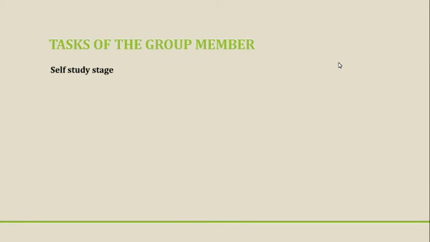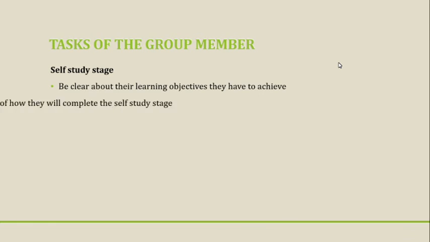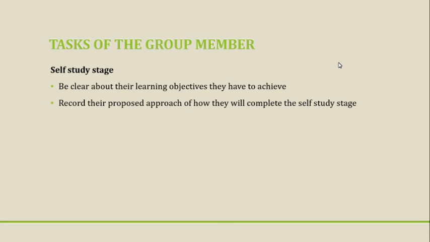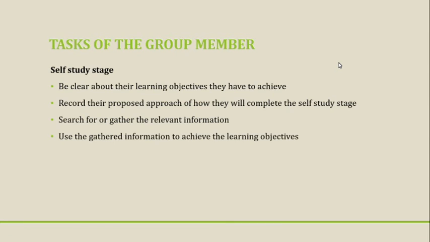In the self-study stage, the learner must be clear about their learning objectives that they have to achieve. Record their proposed approach of how they're going to complete the self-study stage. Search for or gather the relevant information. Use the gathered information to achieve the learning objectives. Apply the theory that they have learned.